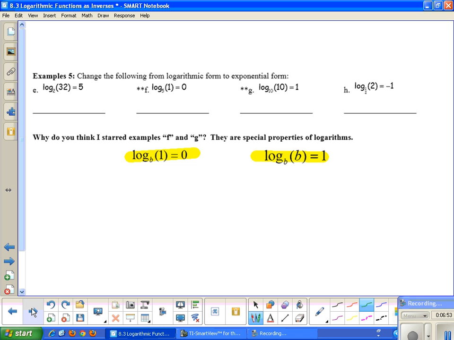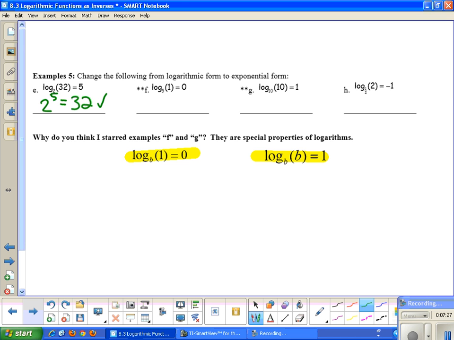So for examples, let's do the opposite of what we did before. We want to change the following from logarithmic form to exponential form. Now for this, if I want to go into exponential form, remember that the base becomes your base. So in this case, we have log base 2 of 32 equals 5. So remember that the answer is your exponent. So really, 2 to the 5th equals 32. It's easy to check your answer because in your calculator 2 to the 5th is equal to 32, so I know that's a correct exponential form.